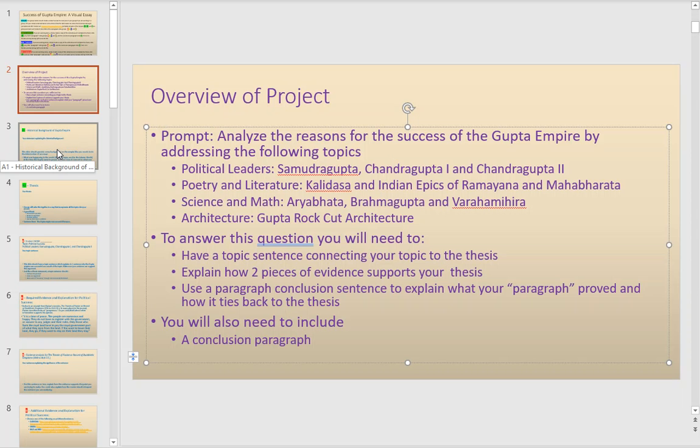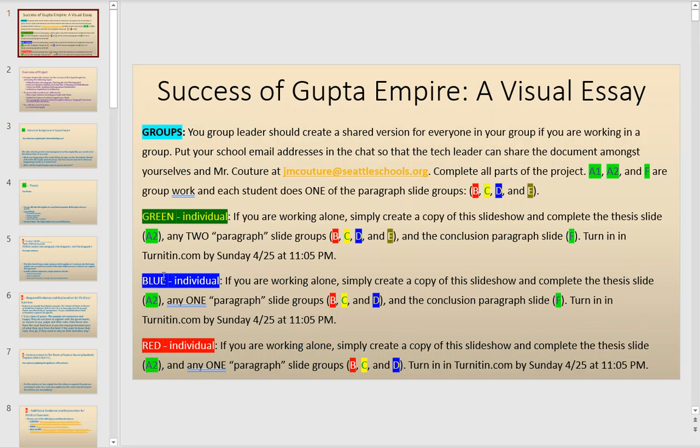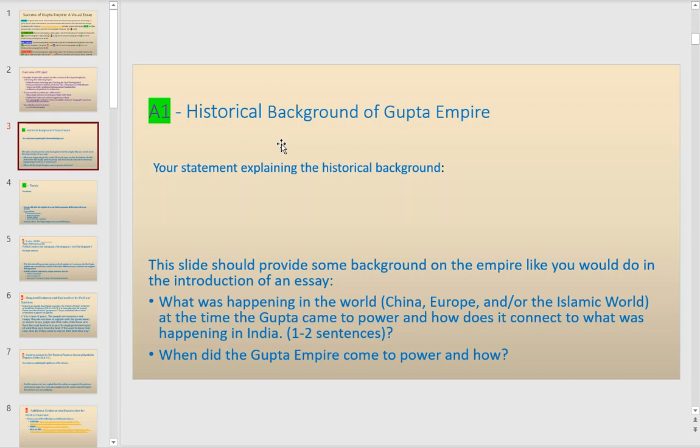If you're doing this alone, you will not have to do A1. You can just skip that one because you can see all the individual people. If you're in a group, this is the historical background, or what's called the context. In your group, this will be done as a team, or you can have someone do this and you can all check it. What was going on outside of the Gupta Empire while the Gupta Empire was doing its thing. This is the background, the historical situation in which the Gupta Empire lived, but not about the Gupta Empire. It's how you often start an essay in a history class.